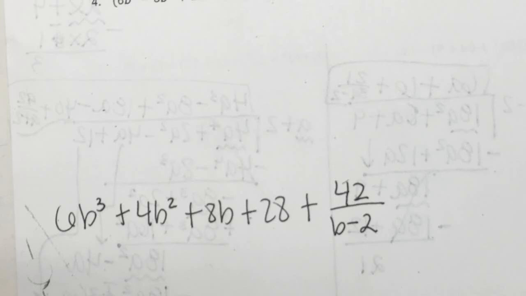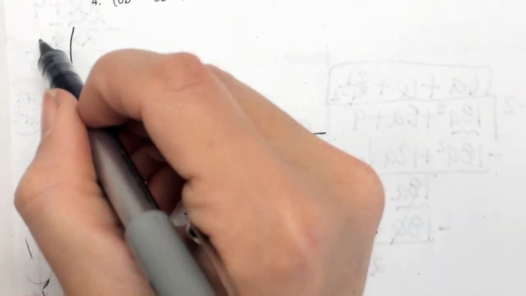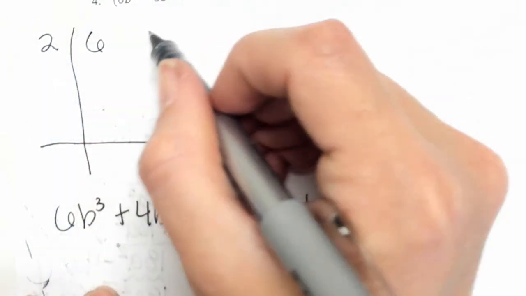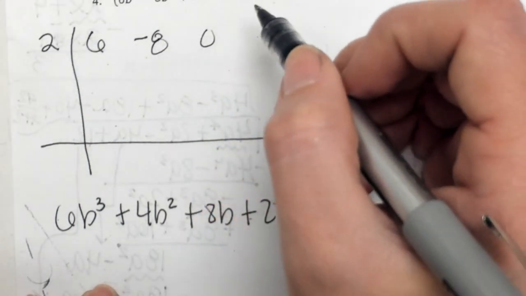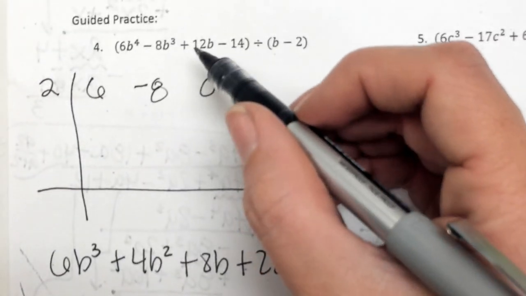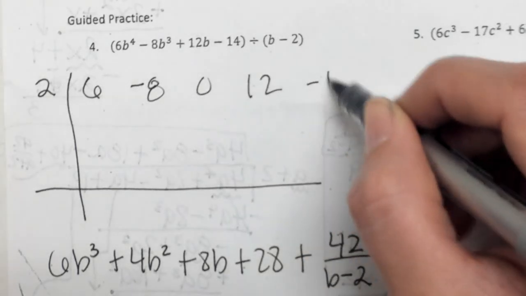Okay, if you didn't get it right, here's probably the reason why. Tell me what goes on the outside, everybody. Tell me my coefficients. Good. Did everybody put a 0 right here? Because the b squared's not there up here. And then 12 and negative 14.